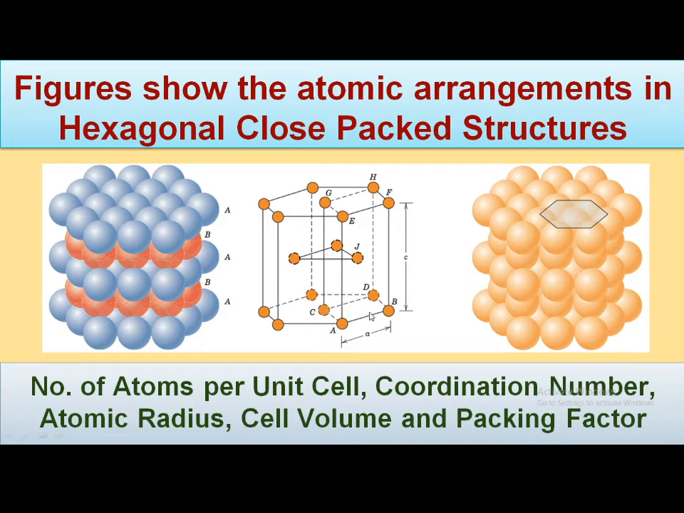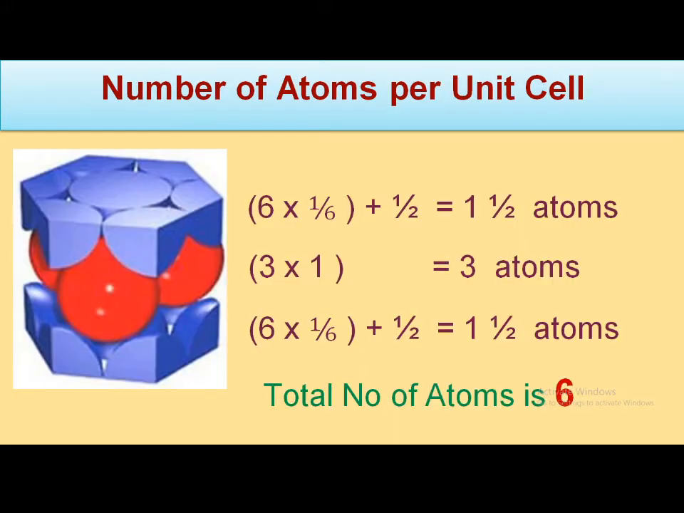Here in this unit cell, we are going to see what is the total number of atoms present in the unit cell, coordination number, atomic radius, cell volume and packing factor. When you look into the total number of atoms present in the unit cell, if you see this unit cell like this, the top layer has 7 atoms.